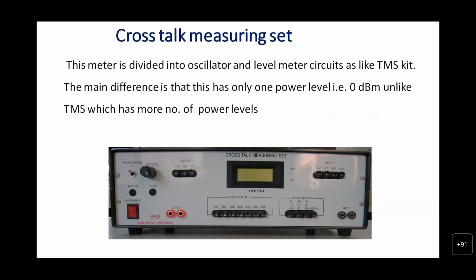The picture of the equipment, the crosstalk measuring set, is shown here. This is almost like a TMS kit only. The main difference is that there is only one power level, that is 0 dB, unlike the TMS kit, which has a greater number of power level selectors.